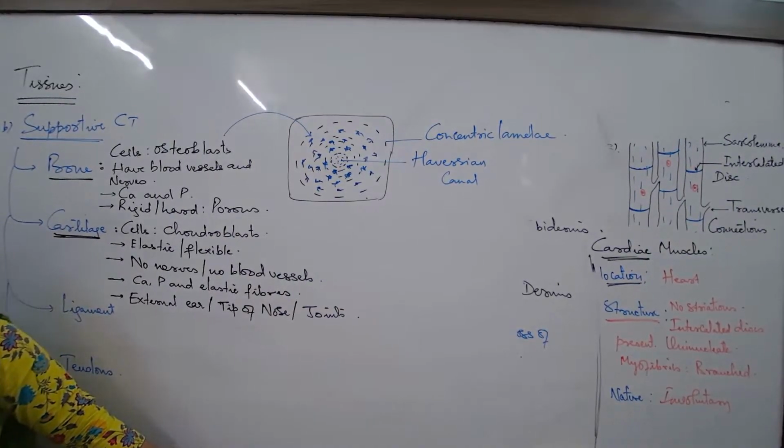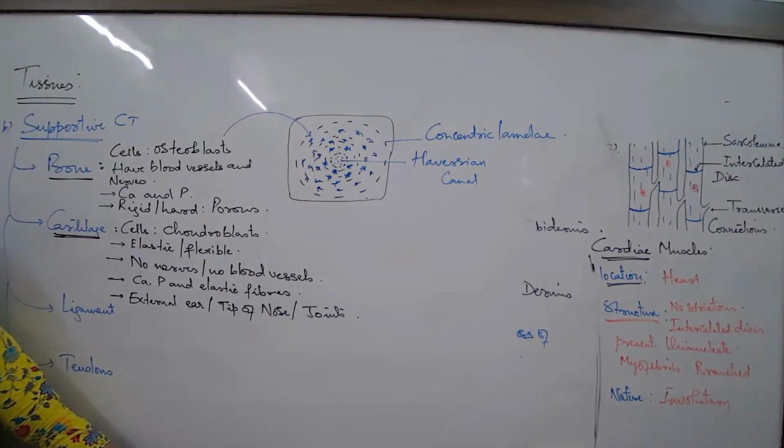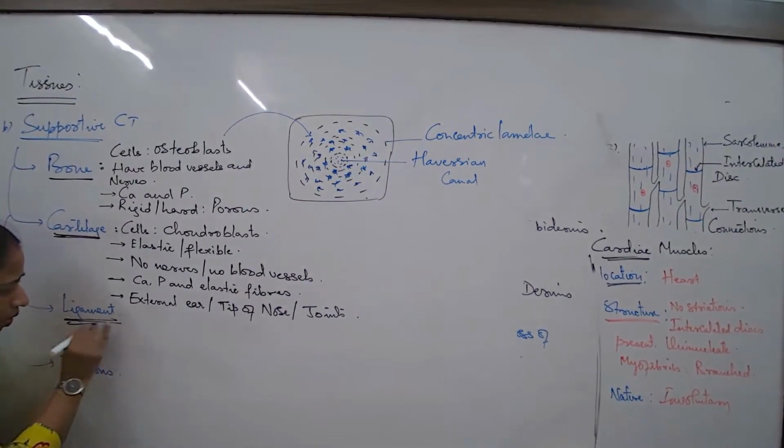What are the locations of cartilage? They are present in the external ear, the tip of the nose. They are present at the ends of the bones all over, wherever the joints are, all over the body. Wherever two bones meet, cartilage is present. Understood? Now talking about the ligaments. What are the ligaments?